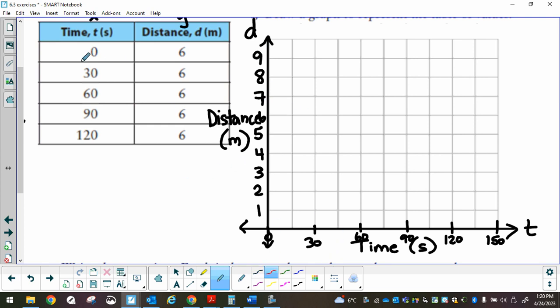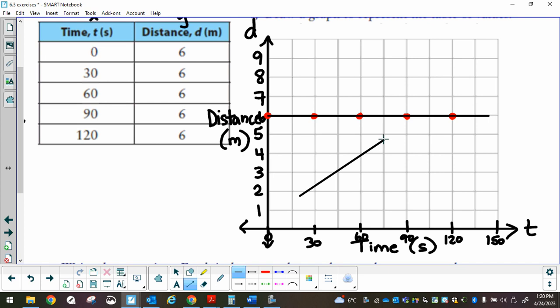And then we're going to plot the points. So we have 0 on the time axis is 6. Distance, 30 seconds is also 6. 60 seconds, 6. And so on. Pretty easy to graph. Okay, so what we notice here is we have a line, okay, that does not go on a normal slant like we would typically see with most of our equations.